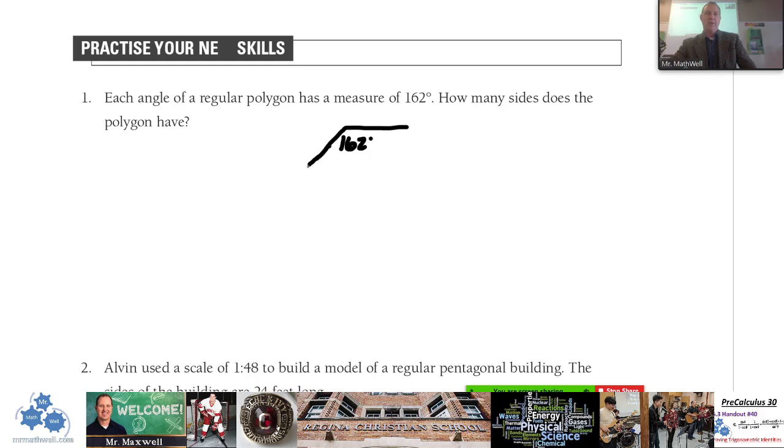Well, you could maybe guess a little bit if you tried to draw all the angles the same size, 162. You might come up with something. I don't know. That's close. How many sides is that? 1, 2, 3, 4, 5, 6, 7. That would be a guess. But how do you know if you're right?